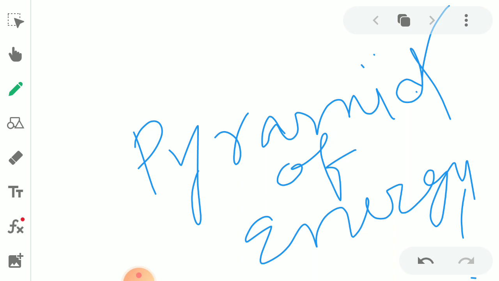A lion that eats the deer gets an even smaller amount of energy, only 1 calorie. Thus usable energy decreases from sunlight to producer, that is the plant, to herbivore to carnivore. Therefore the pyramid of energy will always be upright. This proves that the pyramid of energy will always be upright.